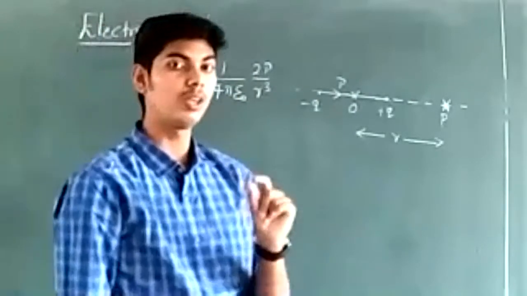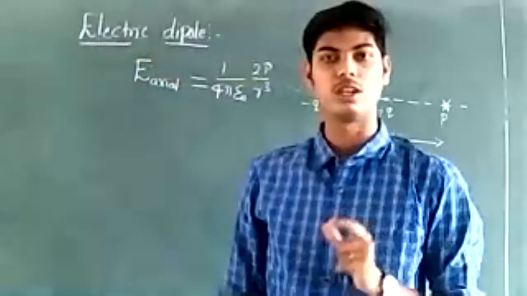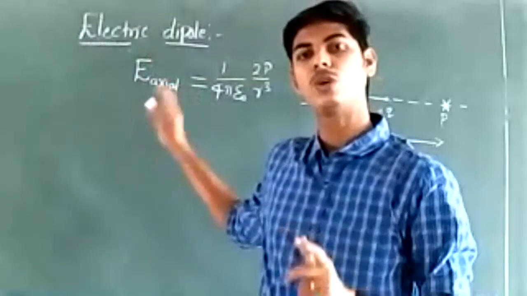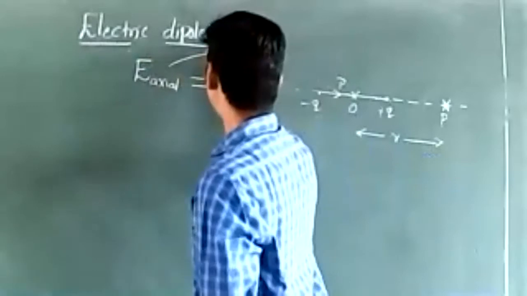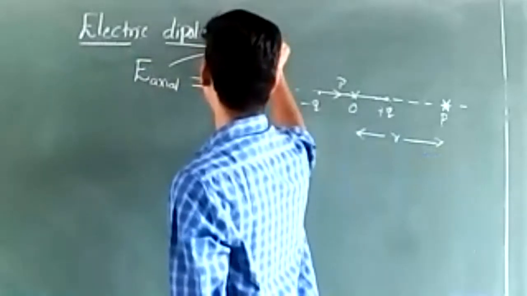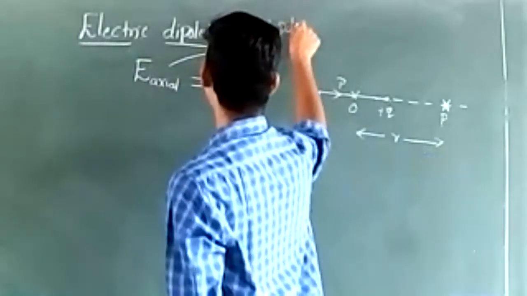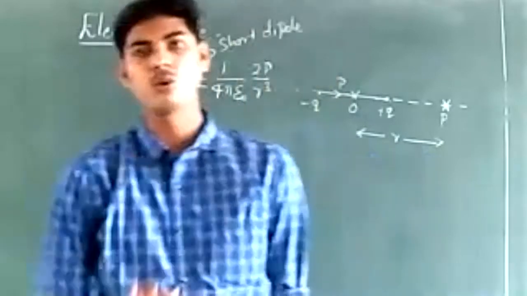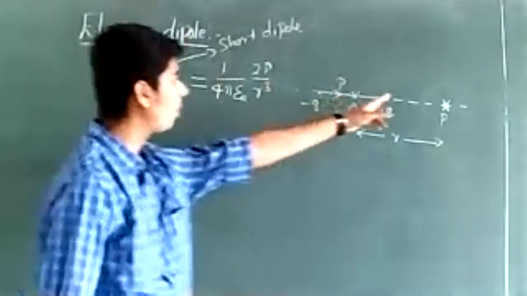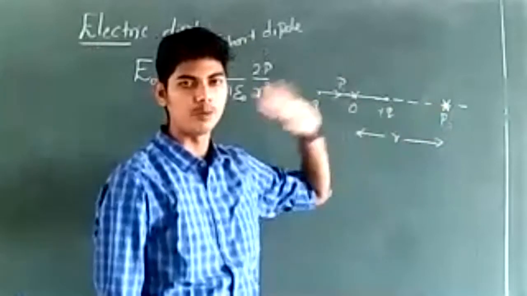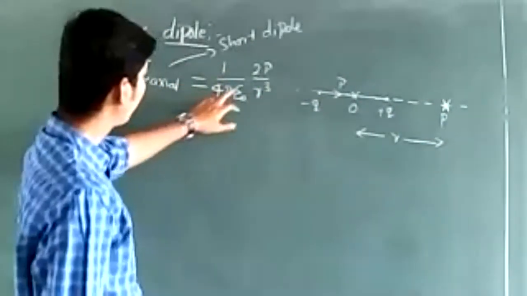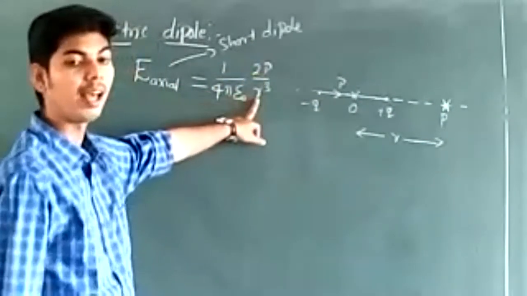See, we have even done a short dipole approximation. Now we will write electric field for a short dipole. This is for a short dipole. Now our problems are mostly based on a short dipole. So we are going to write electric field at a point on the axial line of a short dipole as 1 by 4 pi epsilon naught 2p divided by r cube.